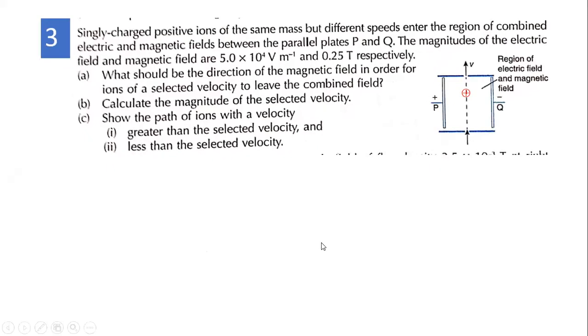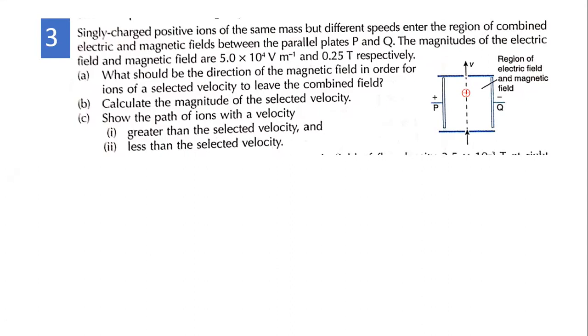Okay, let's try this one. Singly charged ions, one positive, one electron lost, positively charged, of the same mass but different speed, enter the region of combined electric and magnetic field between the parallel plates P and Q. The magnitude of the electric field is given. The magnetic field is also given. What should be the direction of the magnetic field in order for the ions of a selected velocity to leave the combined field?